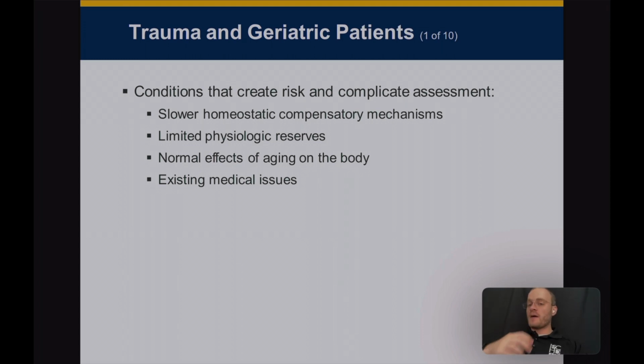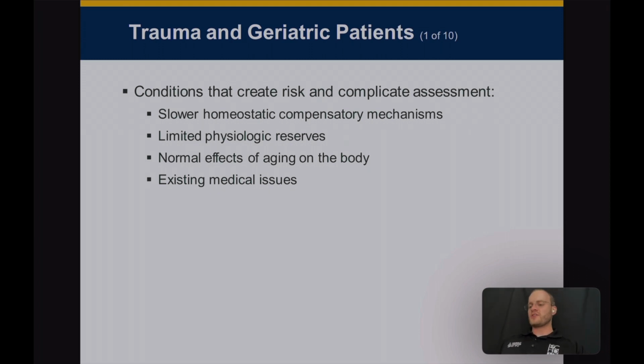And so trauma. These are the conditions that create risk and complicate the assessment of a trauma patient, right? They have slower homeostatic compensatory mechanisms. Remember, homeostasis is the balance of life. This balance is constantly working to keep us balanced and alive. But when you're older, again, like I've told you, everything's slower. And so the response to these changes in your environment and your life is slower. You're slower to compensate.